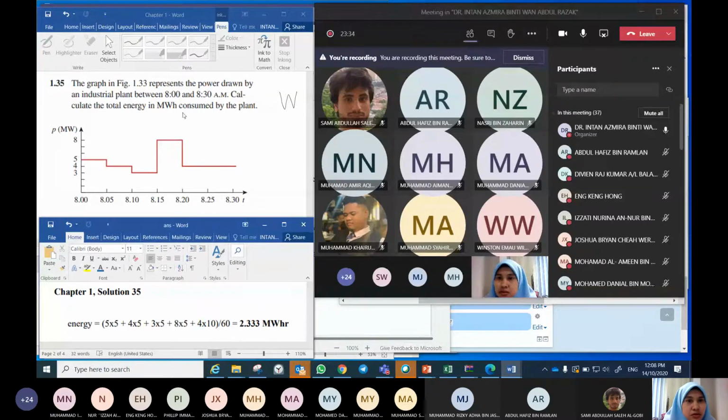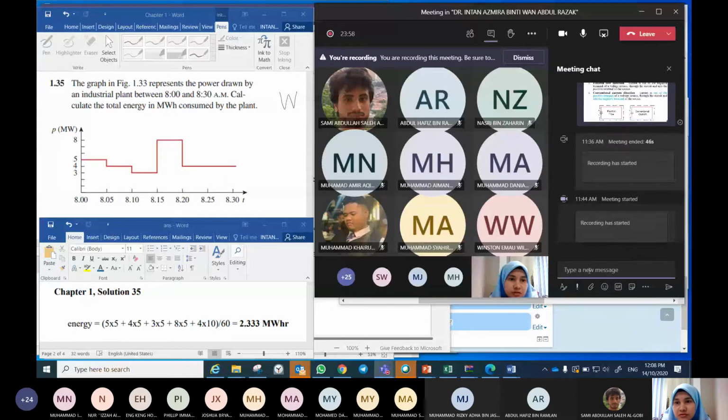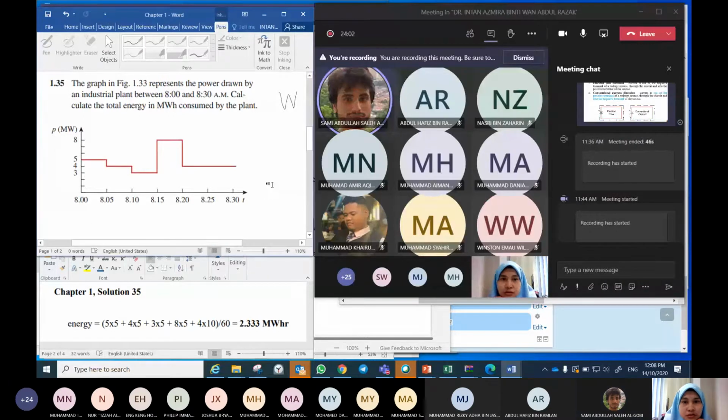When we want to represent our answer in megawatt hour, just divide by 60, because 1 hour is equal to 60 minutes. Can you understand this? Yes, doctor, yes. If you cannot understand or you do not have the mark, you can write your comment here.